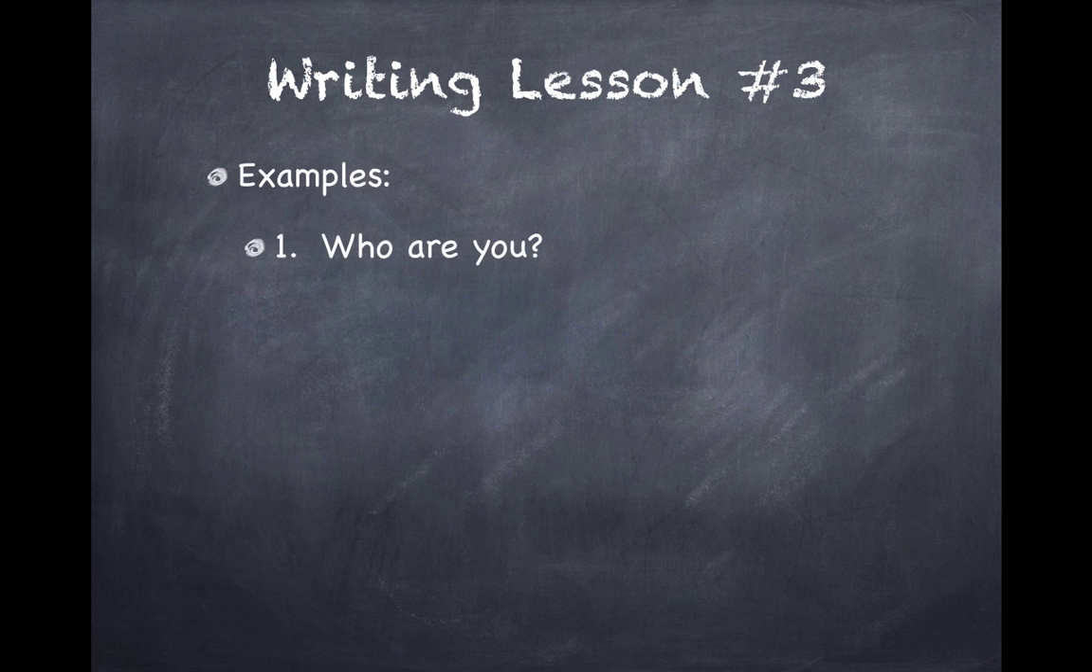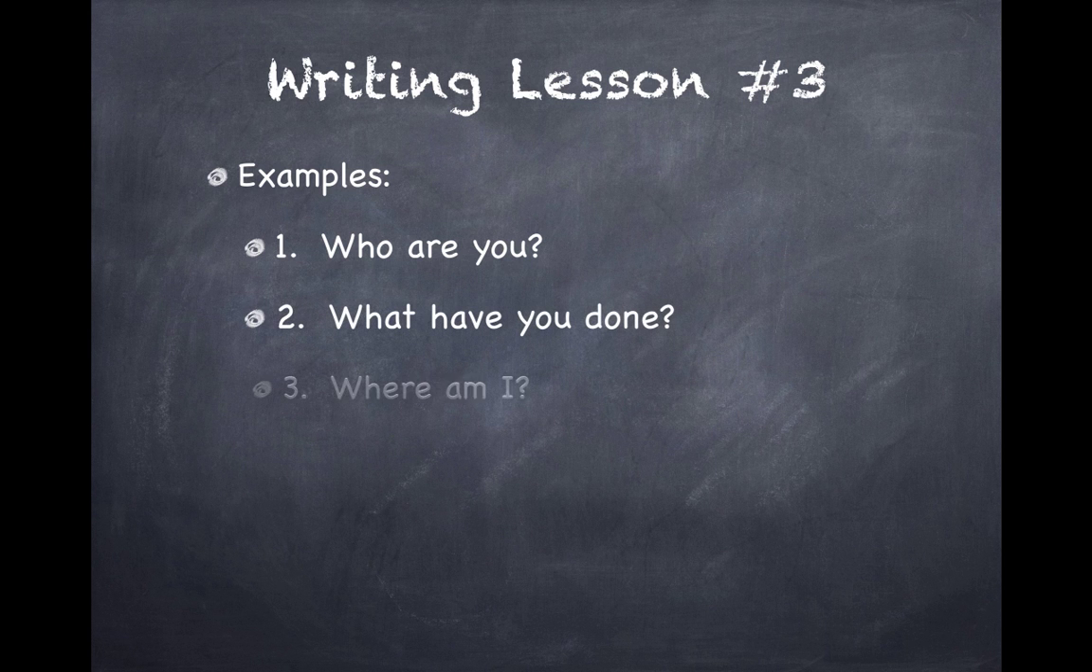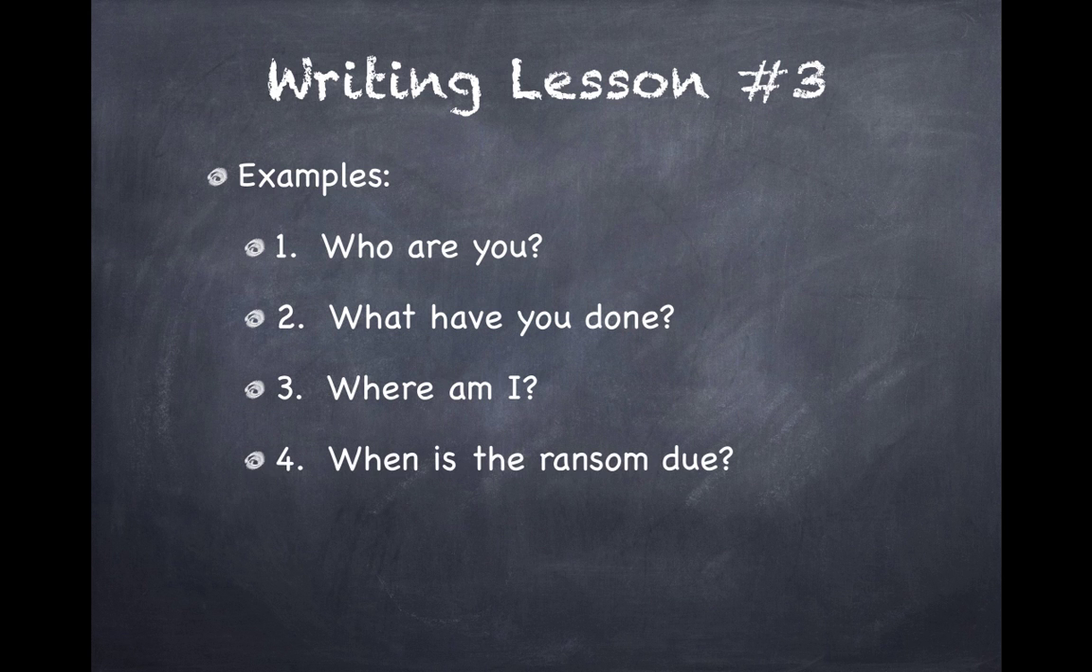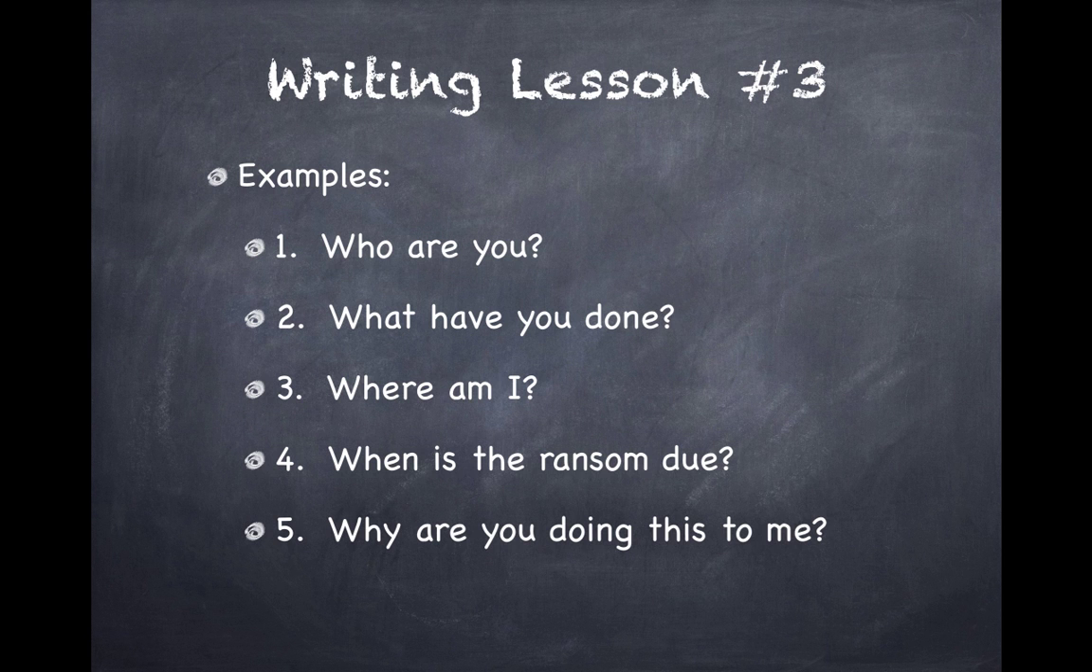Some examples. Let's say somebody abducted your child. You might say, who are you? What have you done? Or maybe they abduct you. Where am I? When is the ransom due? Why are you doing this to me? How do you sleep at night? Notice the use of the 5W how words to question the person that is being mean to you, that has abducted your child.